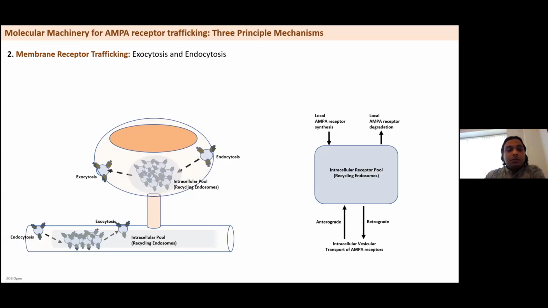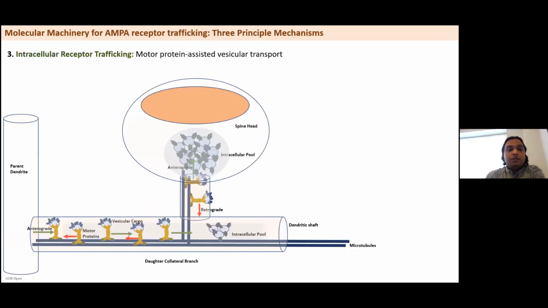So this leads to the third important mechanism, which is the motor protein assisted active vesicular transport of AMPA receptors, where the large cargo vesicles carrying these AMPA receptors move through anterograde transport into the daughter branch, and the receptors from the intracellular pool are transported back to the somatic compartment, loaded on these cargo vesicles, again walking on the microtubules through the parenchyma.